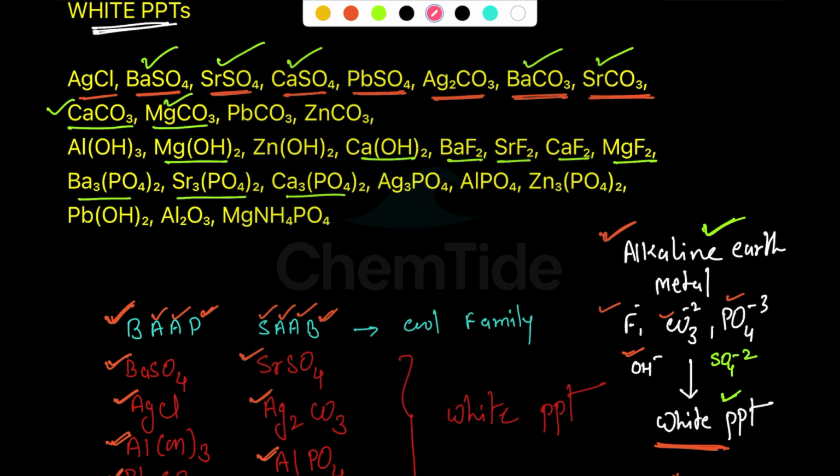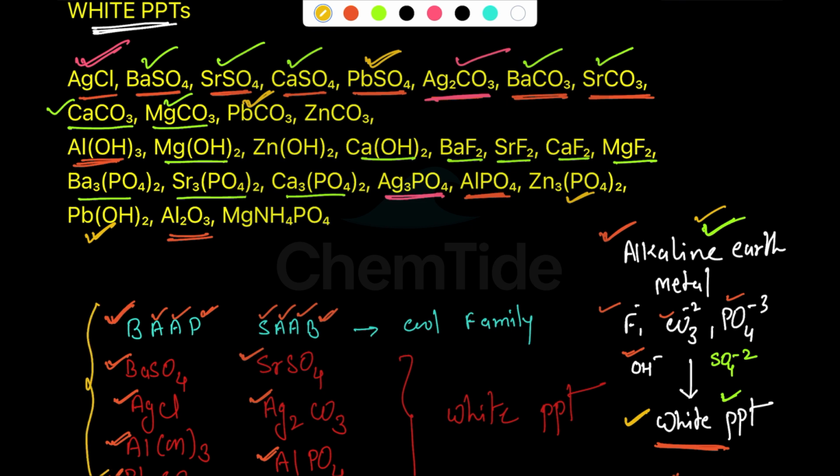Apart from that, silver compounds like silver phosphate, silver carbonate, and silver chloride are white again. You can use aluminium also: aluminium phosphate, aluminium hydroxide, and aluminium oxide are white. A few more we have: PbSO4, Pb carbonate, Pb hydroxide, zinc phosphate. So you can observe that if you learn that alkaline earth metal fluorides, carbonates, phosphates, sulfates and hydroxides are white, and silver compounds are also white, and a few lead compounds, Pb hydroxide, carbonate and sulfate, are also white in color, it would be easier to memorize. This mnemonic is quite helpful for learning the white precipitate.